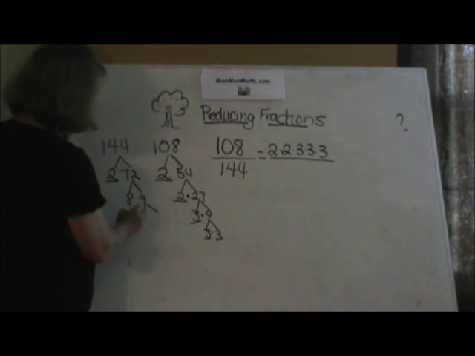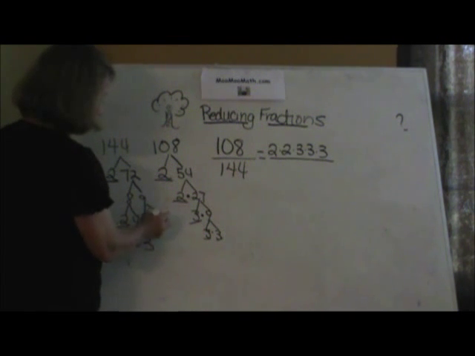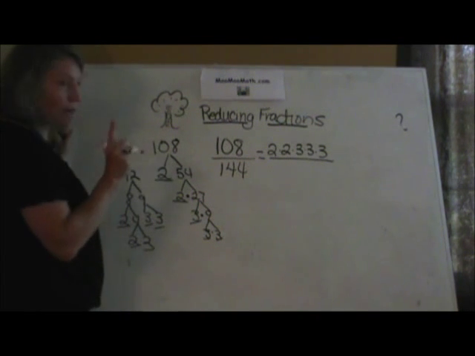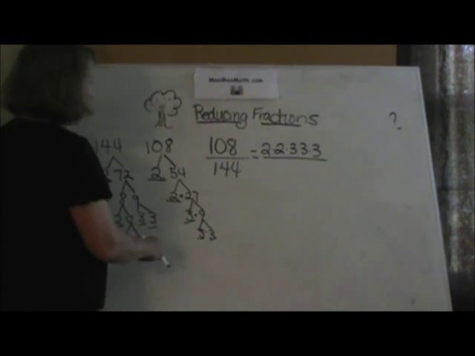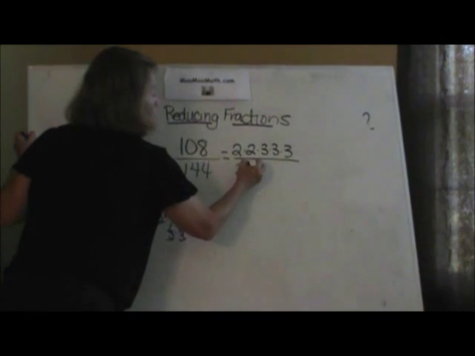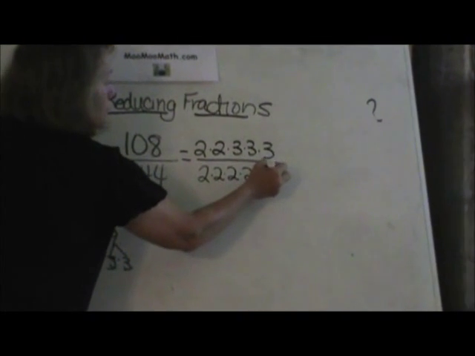8 is 2 times 4. 2 is prime, but 4 is composite. So I have two more factors, 2 times 2. And I can stop on that part of my branches. I go back to the 9. I know that's composite, 3 times 3. Now, that one has a lot of factors, so I have to be careful when I write it down. I have 2 times 2 times 2 times 2 times 3 times 3. So let's go over and write that in the denominator. I have 4 2s, and I have 2 3s.